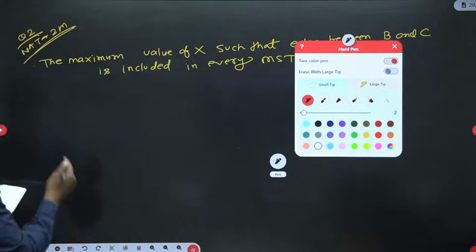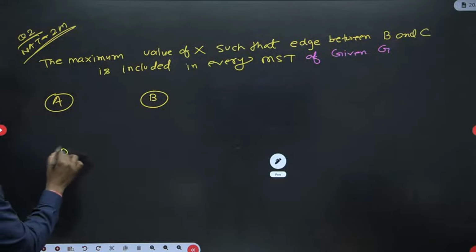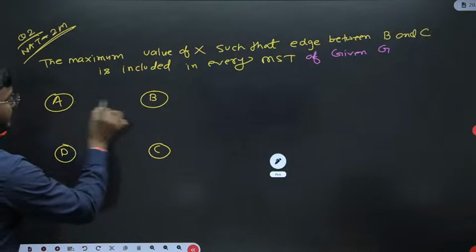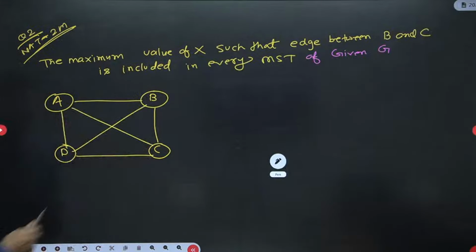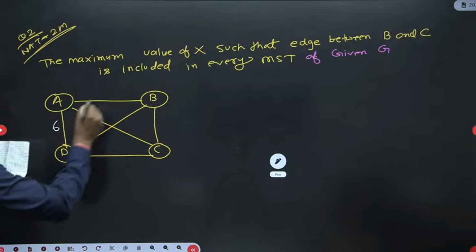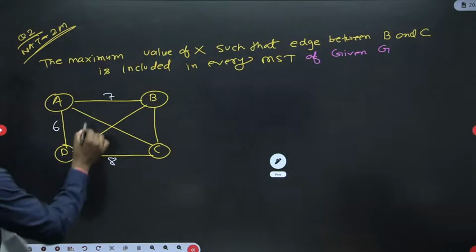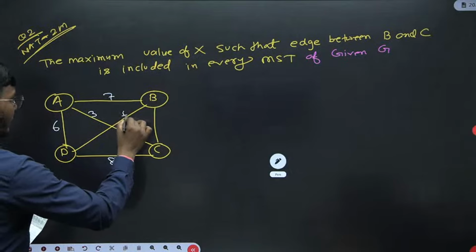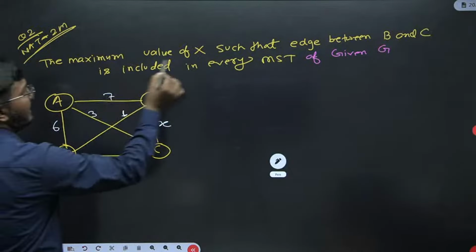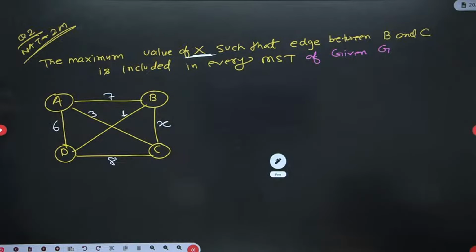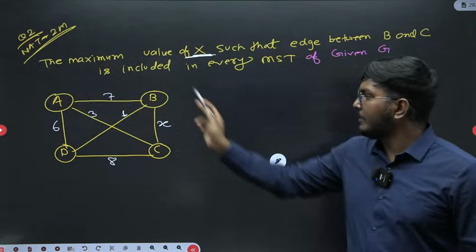Fine. And the graph was given here. The graph was given with A, B, D, and C, and the edge values were 6, 7, 8, here it was 3, here it was 1, and this was x. So find the maximum value of x. What is the maximum value of x such that this x must be included in every MST of this given graph?